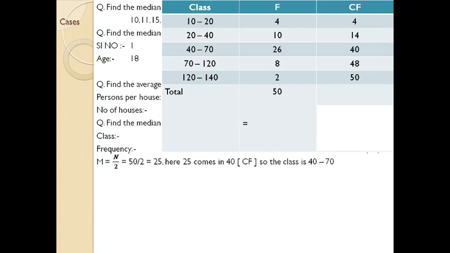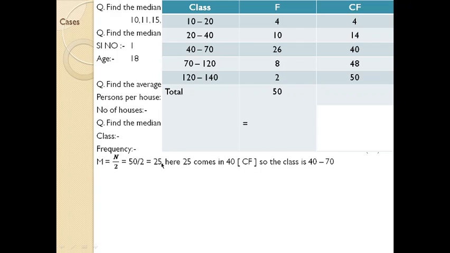Remember, in a continuous series, first of all you need to prepare the CF, then you have to use the equation n by 2. Remember, in discrete series it was n plus 1, here it is n by 2. Capital N, we all know, is the total of frequency. Here the total of frequency is 50. So 50 divided by 2, you will get 25.